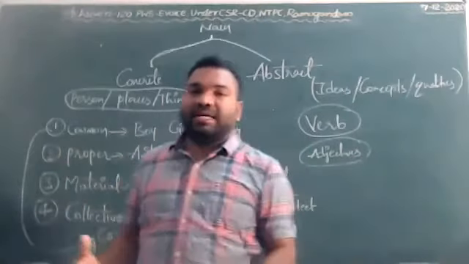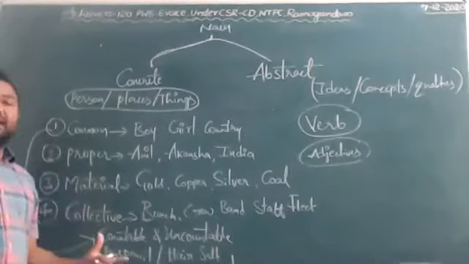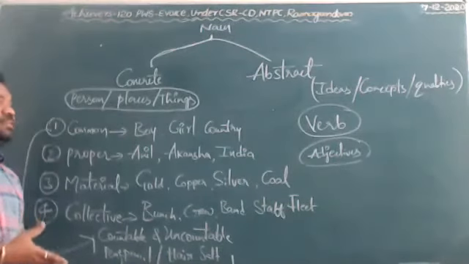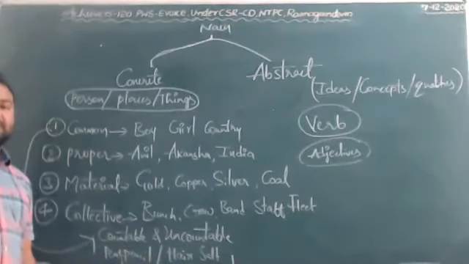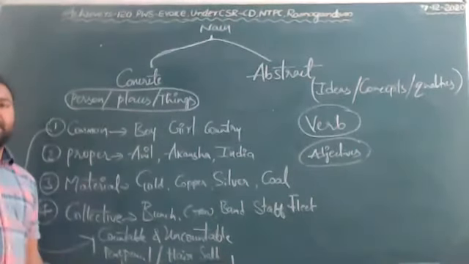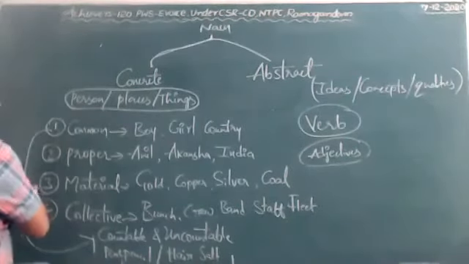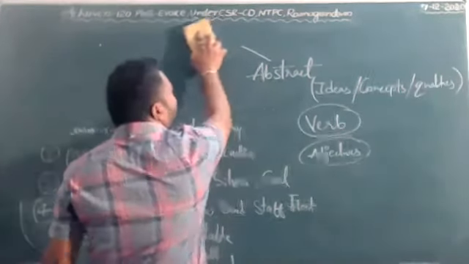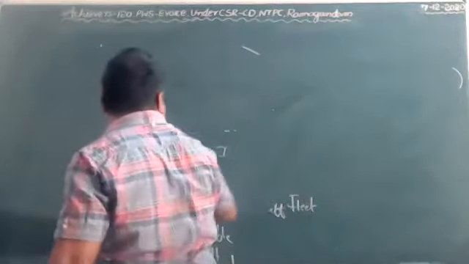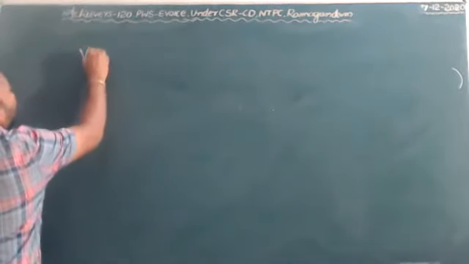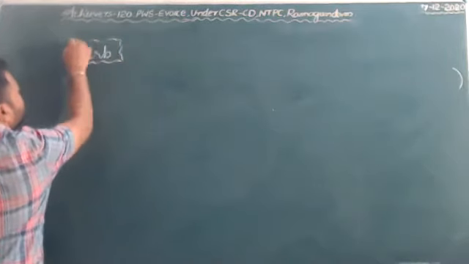Okay, how are we going to learn now? Before that, students, kindly take a snap or maybe a screenshot of what I have explained. Thank you. I'm going to wrap this. So in detail, we are going to learn how to extract abstract nouns from verbs. Before that, I have to explain to you what a verb is.